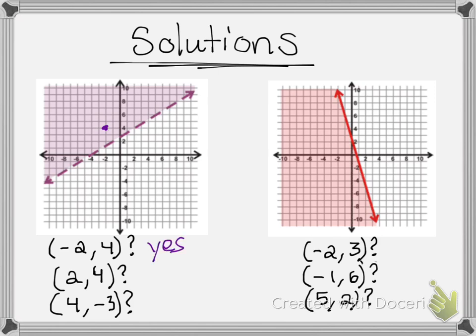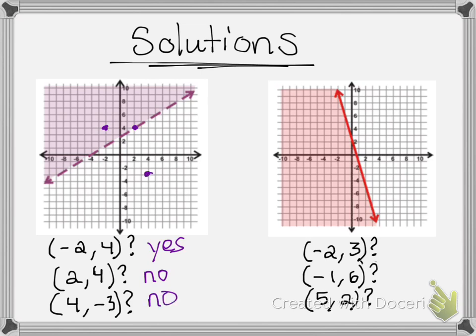What about (2, 4)? Uh-oh, it's right on top of the dotted line. Guess what? It's not a solution because the line is dotted. And what about (4, -3)? Well, that's down here. Is that in the shaded region? Nope, so it's not a solution.